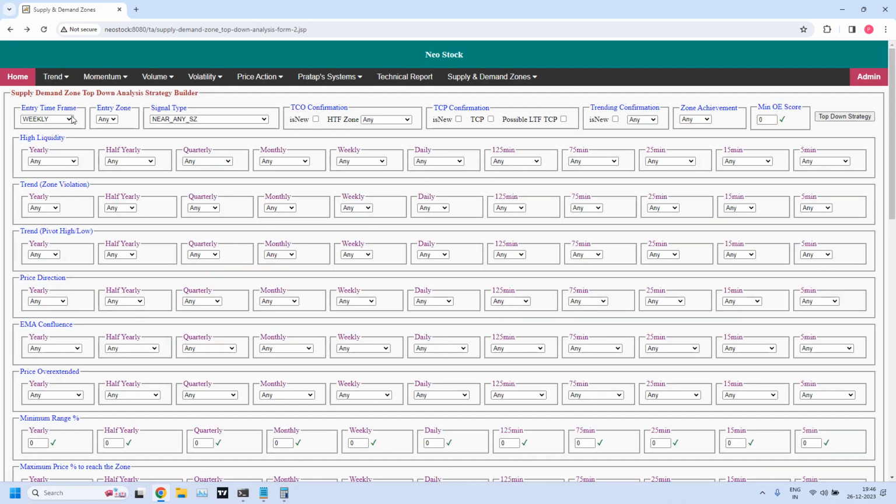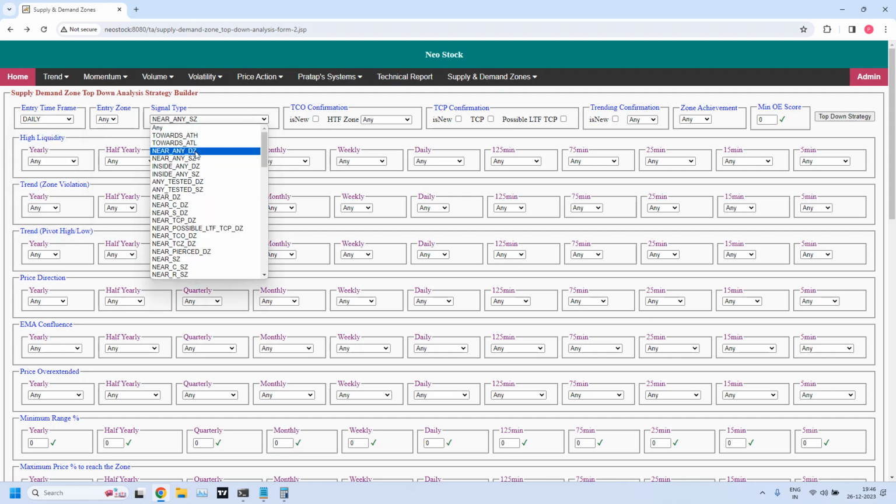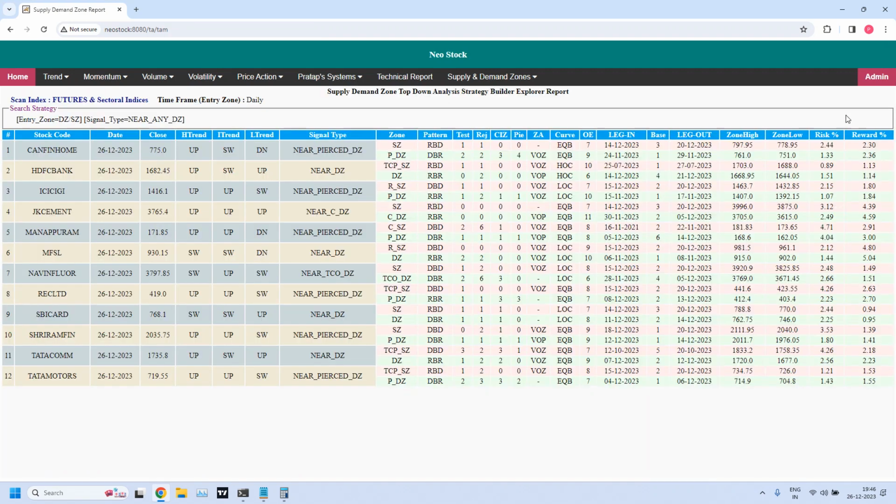So let's go back to daily time frame. Entry time frame is daily. Let us find the stocks near daily demand zone. So 12 stocks are near daily demand zone. Let us see any high liquidity daily demand zones. JK Cement is there, which is a fresh zone. That's it. So we have identified only one high liquidity zone.